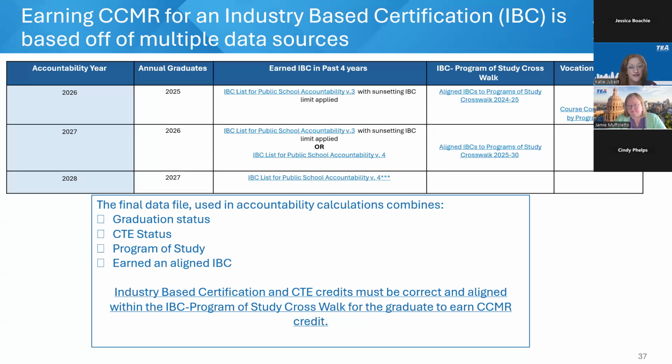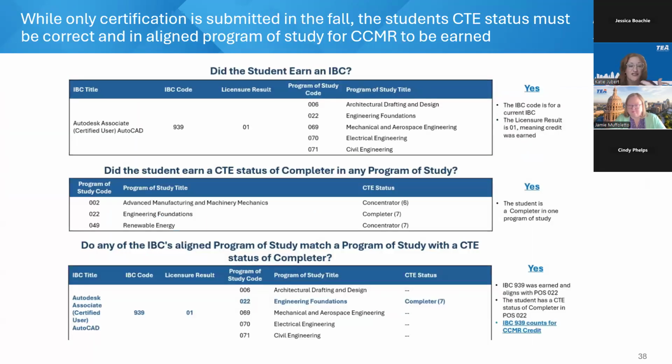And so there are a lot of different pieces, some of which are in the fall submission and some of which aren't, that all come together to determine whether or not that student is earning college, career, and military readiness credit. This is an example of how we encourage you to think through it as you start to gear up, since we know many LEAs are making CCMR predictions based on the class of 2025. While only that certification is submitted in the fall, the CTE status must be correct and aligned within the program of study for CCMR to be earned.